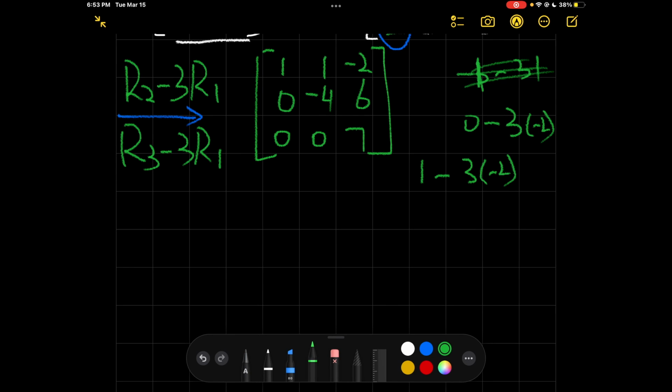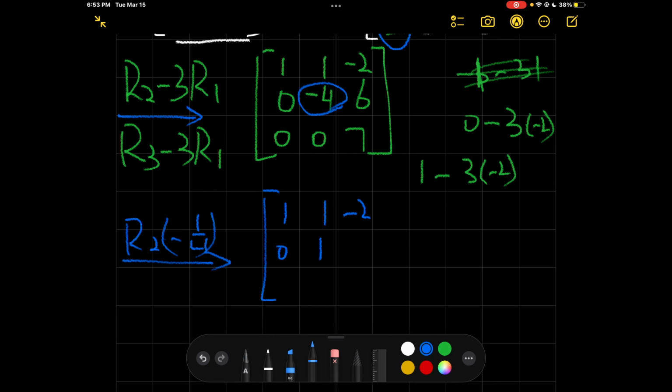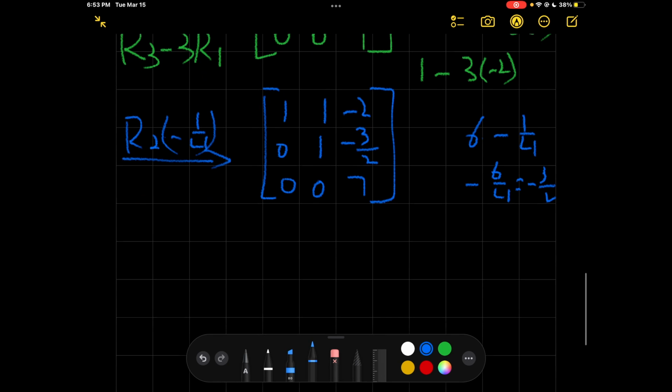Now we try to have this one to be 1. What we can do is row 2 times negative 1/4, right? So we have 1, 1, negative 2, 0, 1, and then 6 times negative 1/4, which is negative 3 over 2. And 0, 0, 7. Okay, now we use the pivot point, right?